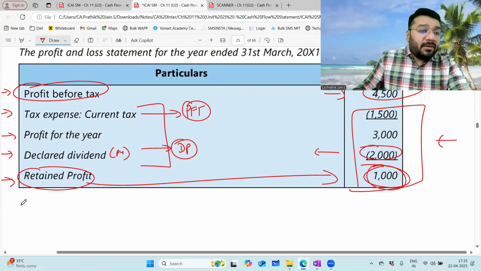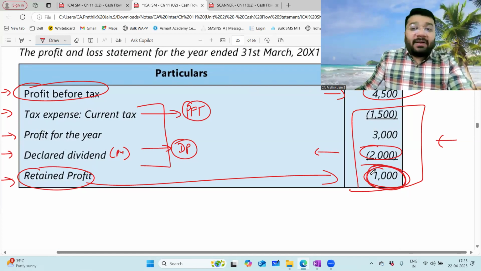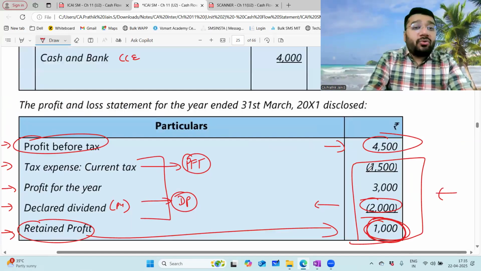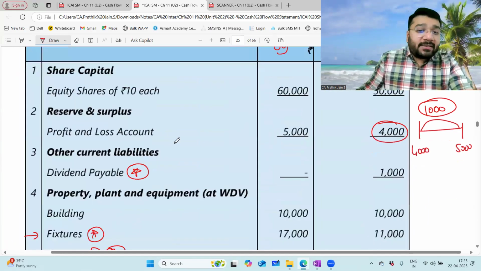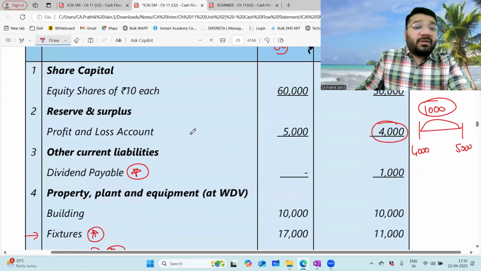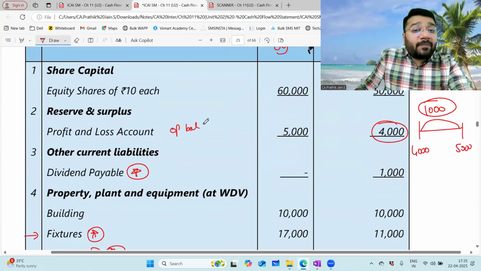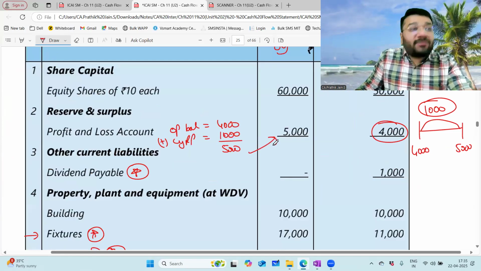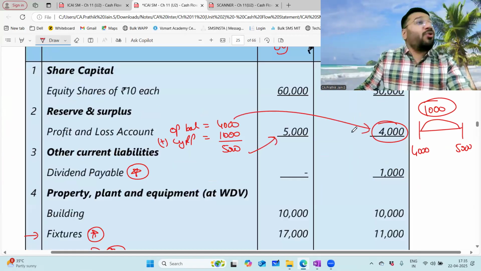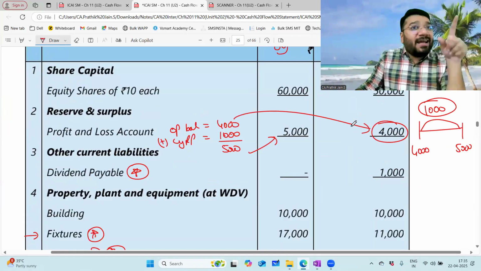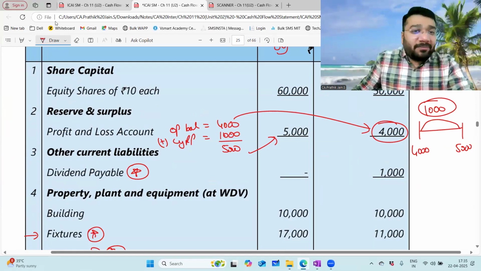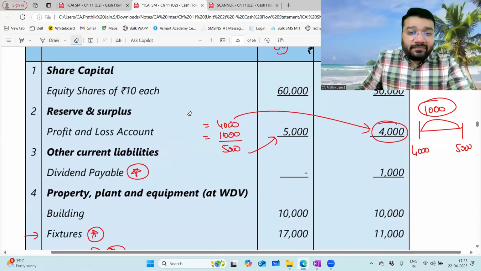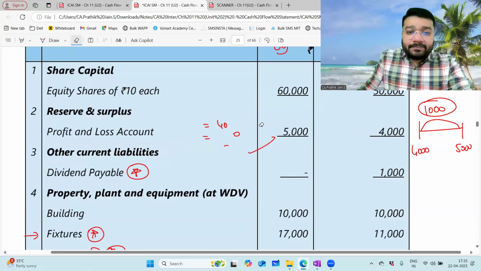Correct? This 1,000 profit only is got added to your opening profit. No, please think, people. Retained profit, sorry, 1,000 you got. This 1,000, what will you do? Sir, I'll go to my reserves and surplus. I'll open one account called P&L account. In that, opening balance is how much? 4,000. Add current year retained profit how much? 1,000. Closing balance how much? 5,000. So this 5,000 is the closing balance, this 4,000 is the opening balance. Difference is what? Exactly current year's profit. Any problem? Online people, any problem?